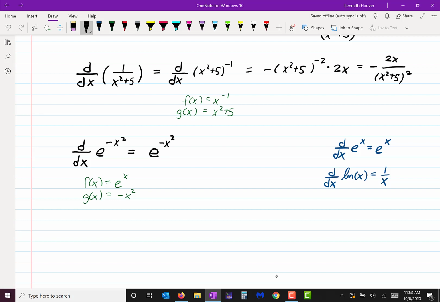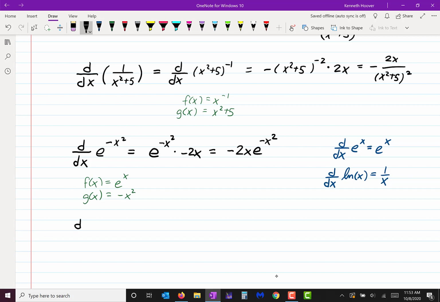And then what do I do? Because of the chain rule, I multiply by the derivative of g, which is negative 2x. And so our answer is negative 2x e to the negative x squared.